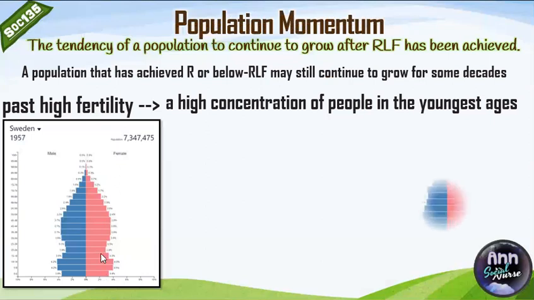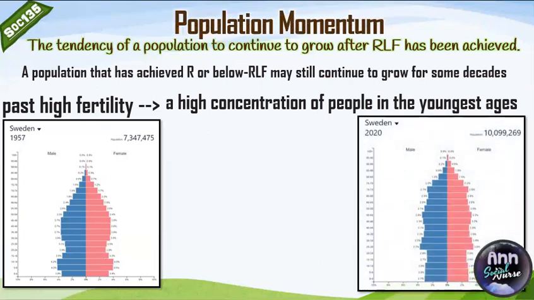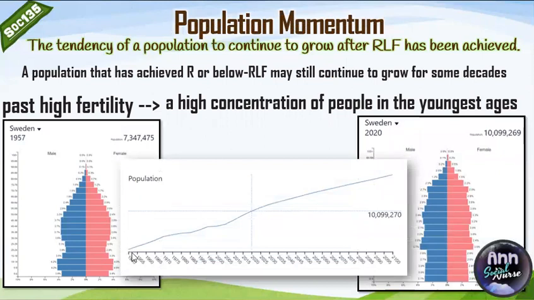So they have reached replacement level fertility. But then in 2020, presently, from 7 million to 10 million, there is still that increase. In fact, from the 1950s to the present, it keeps on going up. It cannot be a plateau, staying at the same level or no increase at all. It keeps on increasing because there was high fertility previously.